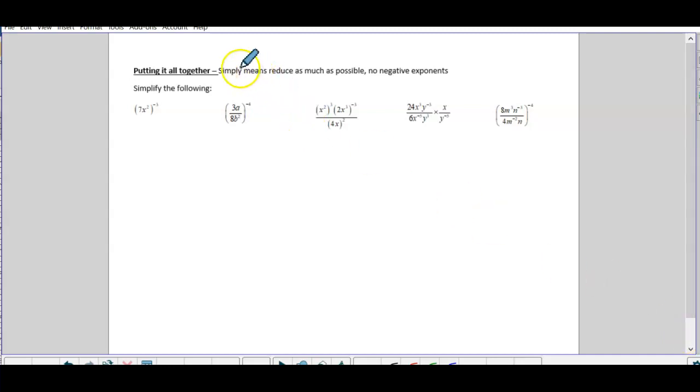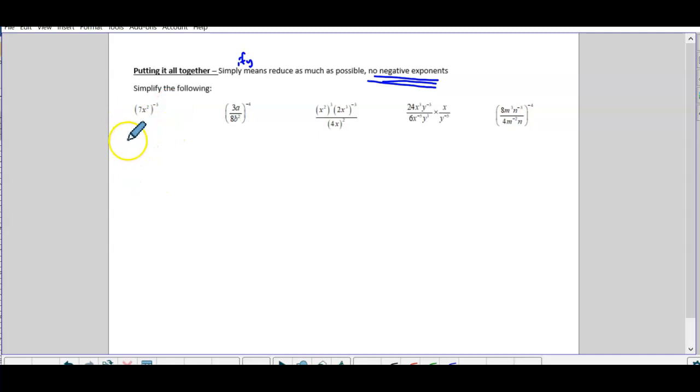Simplify means reduce as much as possible, no negative exponents. Okay, so if we say express in simplest form, and you have a negative exponent in your answer, you haven't finished it, and you'll lose a half a mark or a mark depending on the question. So simplify means no negative exponents. Remember that. Sometimes we'll remind you, but sometimes we won't.